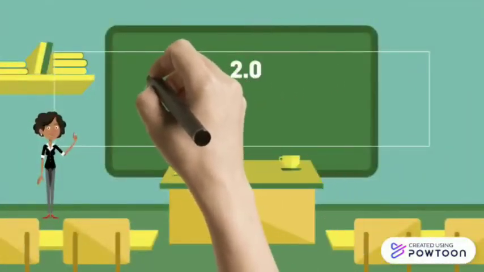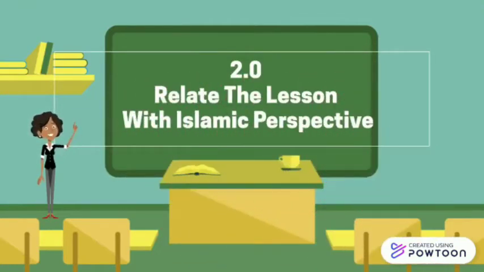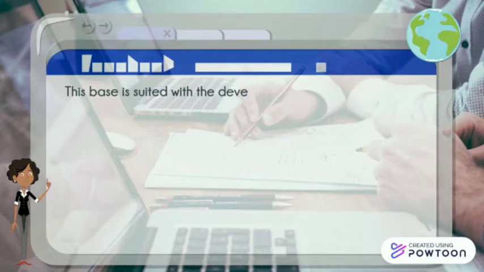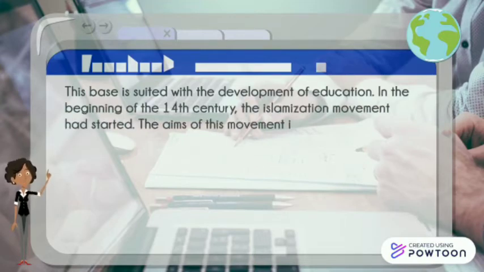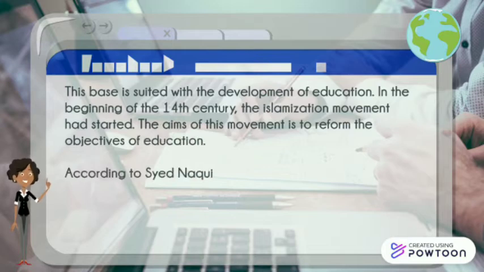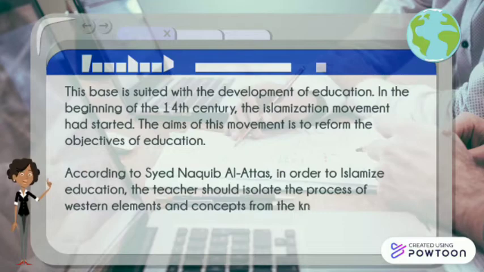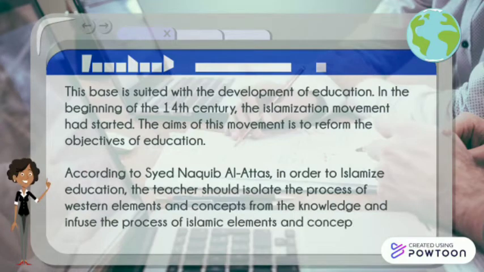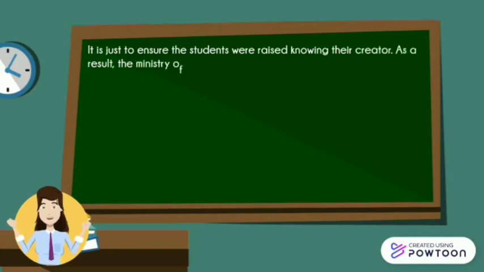The second is that an effective teacher always relates the lesson with the Islamic perspective. This is what we call Islamization of education. According to Syed Naquib Al-Attas, in order to Islamize the education, the teacher should isolate the process of Western elements from the knowledge and infuse the Islamic elements into the knowledge. It is just to ensure the students are raised knowing their Creator.